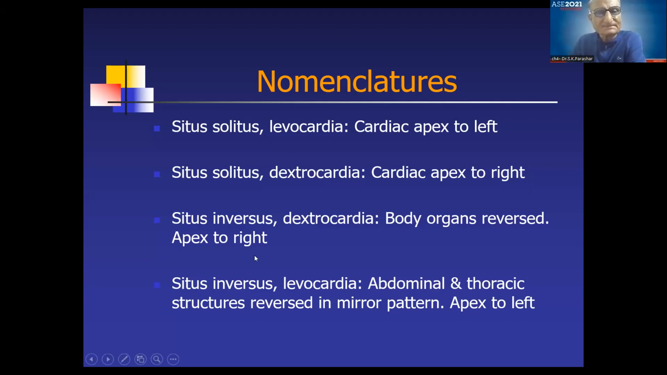And sometimes you see situs inversus with dextrocardia, that means again the body organs are reversed and the apex is to the right. Similarly, situs inversus with levocardia. Levocardia means the apex is toward the left, but the abdominal and thoracic organs are reversed. That is, the liver is on the left side and the spleen on the right. So all the abdominal and thoracic structures are reversed, and the apex is to the left. But in day-to-day practice in an adult patient, these two are the most common ones.